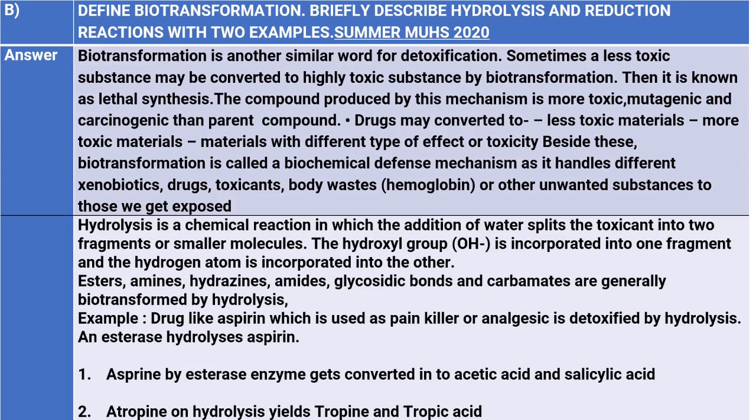So here we are going to discuss the second part of paper Summer Emerges 2020 Biochemistry Paper 1. In that the question is question 3b, define biotransformation, briefly describe hydrolysis and reduction reactions with two examples. So what is a biotransformation? Biotransformation is another similar word for detoxification.